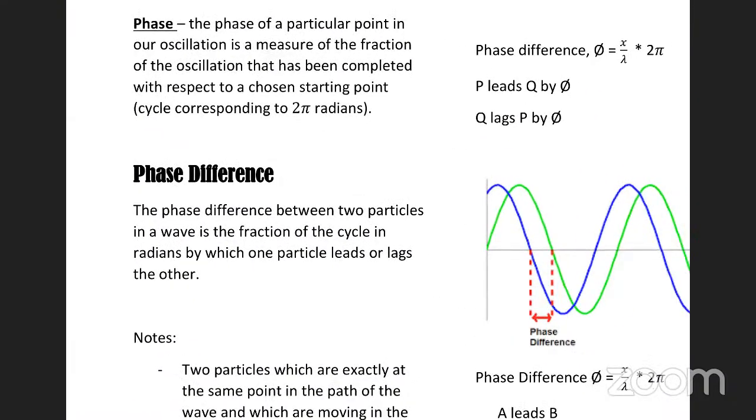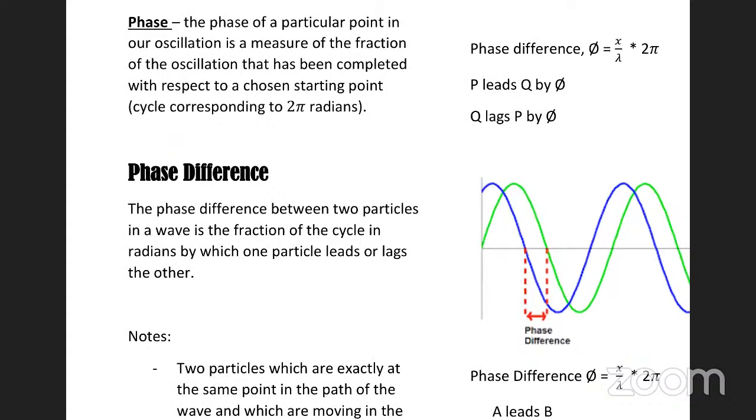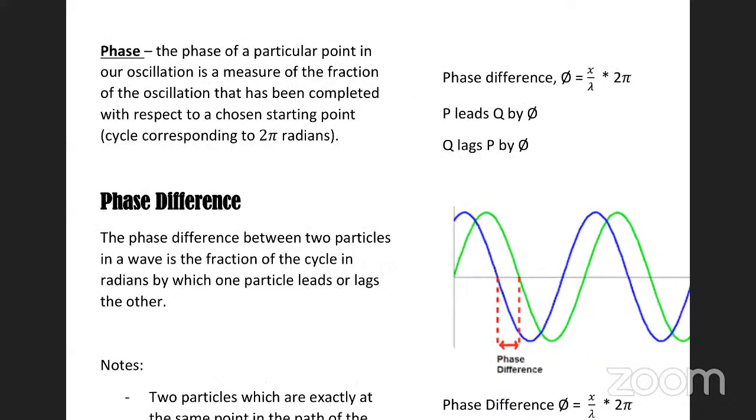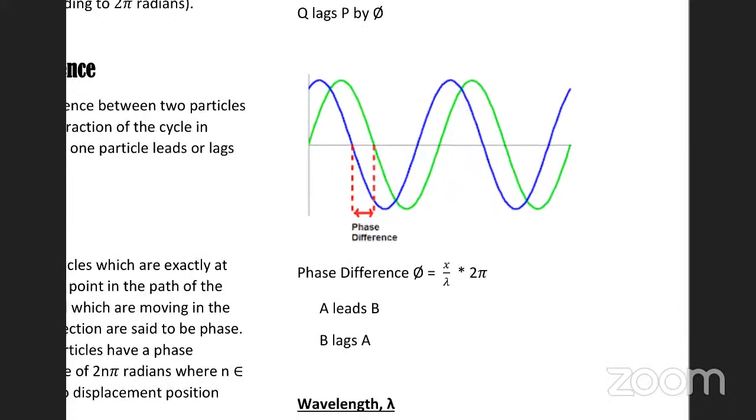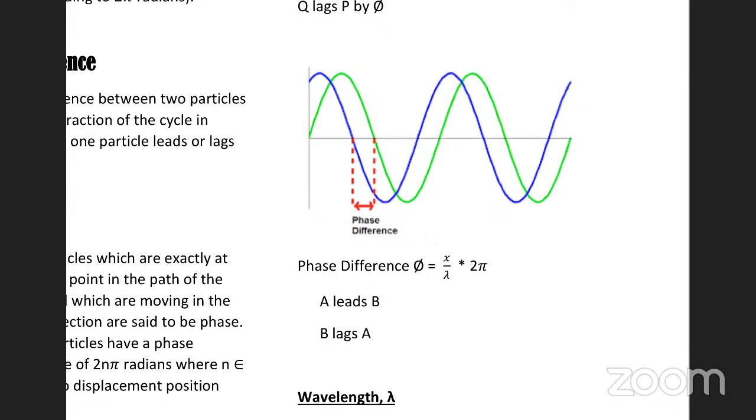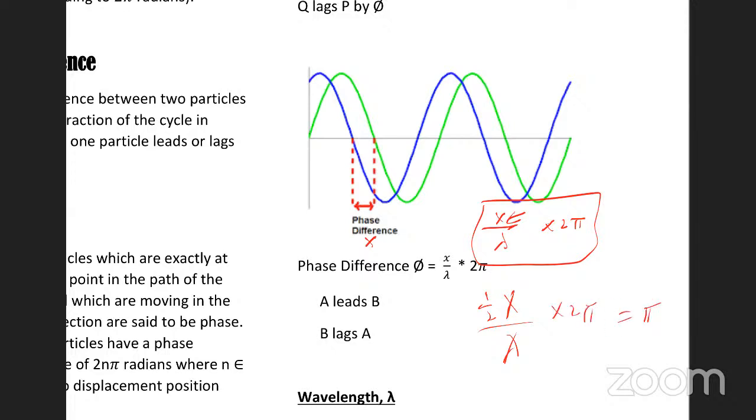So it is the fraction of the cycle in radians. That's why you will see a multiply by 2 pi, by which one leaves the other. If you look here, I'm going to just stop it. The phase difference between the blue and the green is that distance x, the fraction x over lambda, multiplied by 2 pi. That's the value in radians. So let's say x was half a wave. Half a wave multiplied by 2 pi, a half by 2 pi is pi. So it means that the phase difference between those two waves is pi.